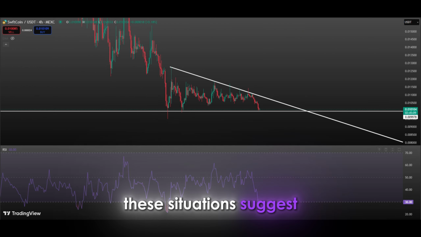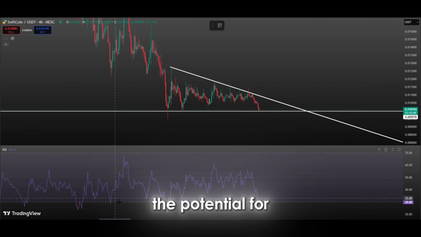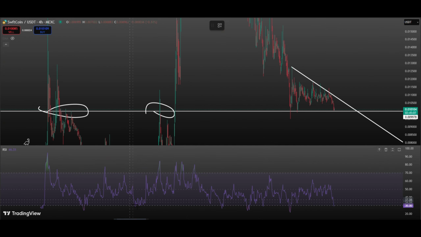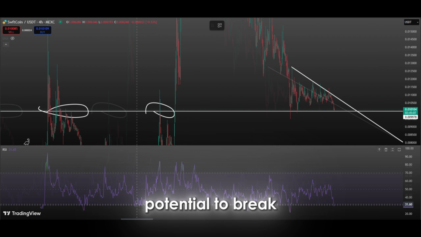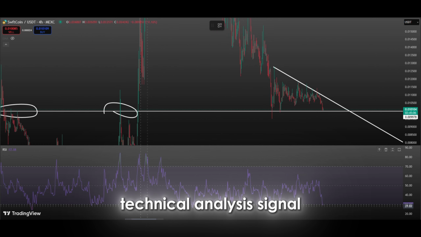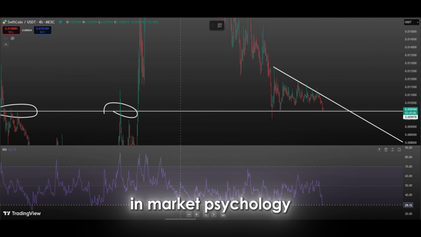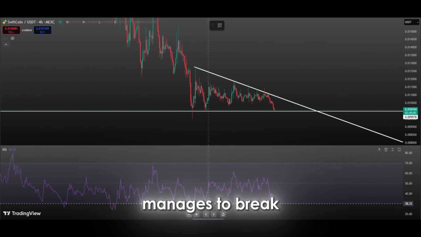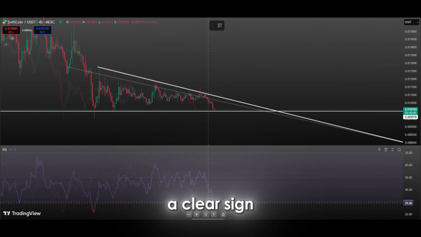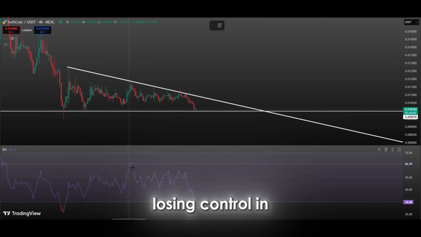These situations suggest that the market has reached a point of stagnation, but also indicates the potential for a reversal. Now, when the RSI has the potential to break this descending trend, it not only acts as a technical analysis signal, but also indicates a significant shift in market psychology. If the RSI manages to break this descending trend, it would be a clear sign that buyers are starting to dominate the market and sellers are losing control.